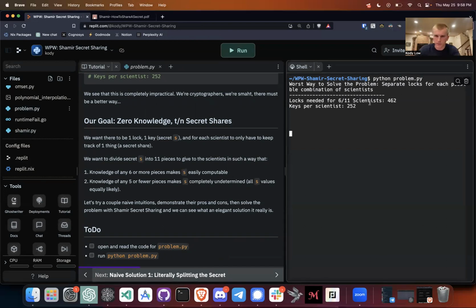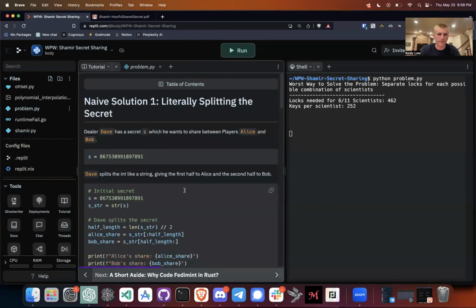So here's naive solution 1. What's a way that, off the top of our heads, without thinking too deeply about this, since we're not cryptographers, I could solve this problem? I could literally just split the seed. If I take this secret, I could just split it in half, like a string, and give half of it to Alice and half of it to Bob. There I just split the secret. They only have one thing they need to keep track of, all that kind of thing.